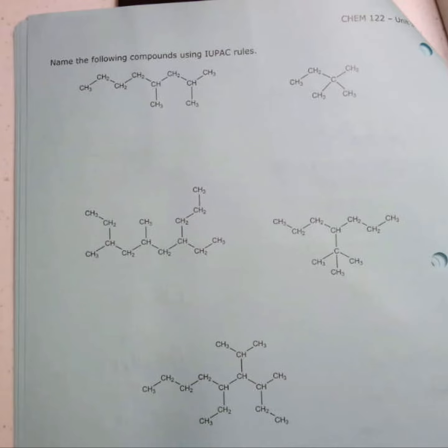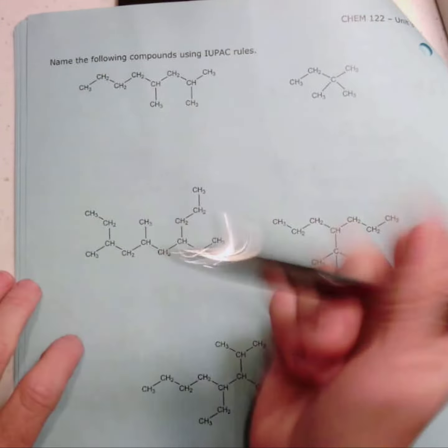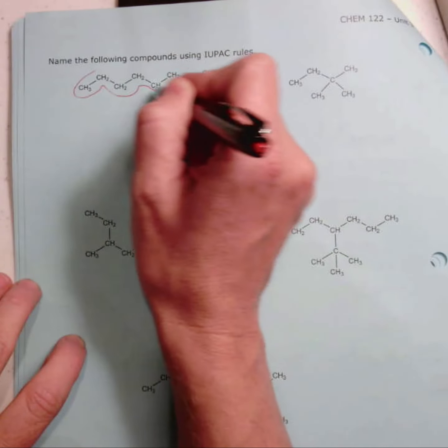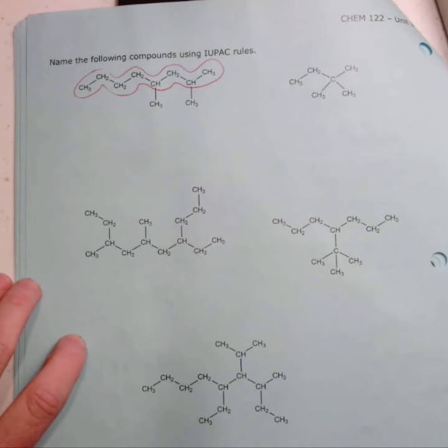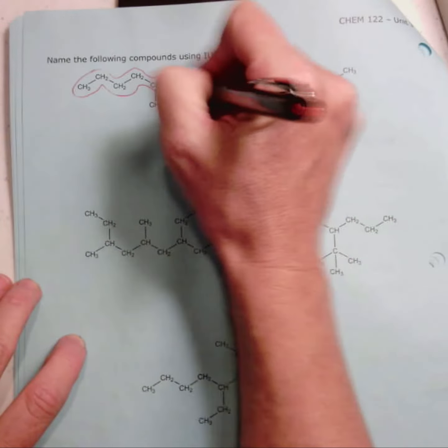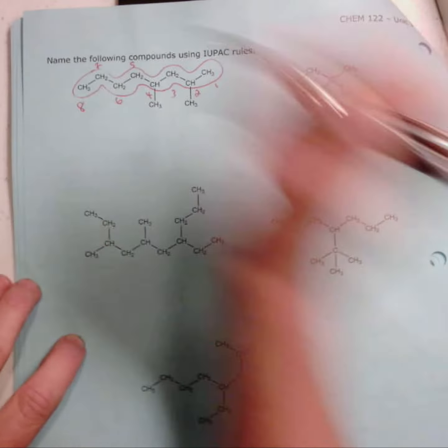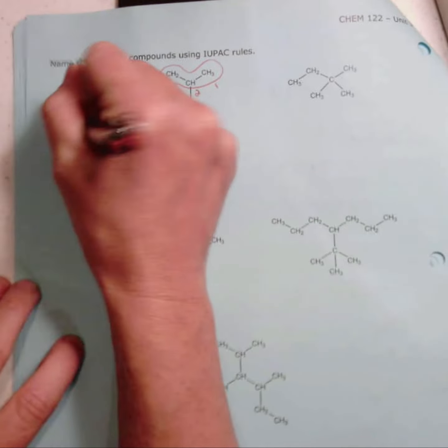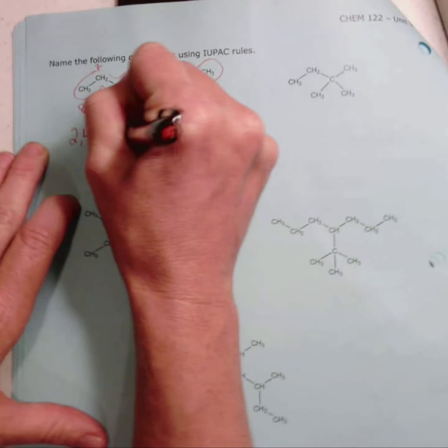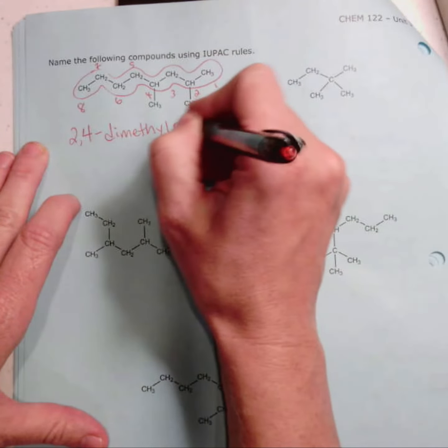Name the following compounds using IUPAC rules. First and foremost, with IUPAC, you're going to find the longest continuous chain of carbons. It may not always be written left to right, because these organic molecules can move around, right? Like when we built them with models. So this is going to be 1, 2, 3, 4, 5, 6, 7, 8. 2,4-dimethyloctane.